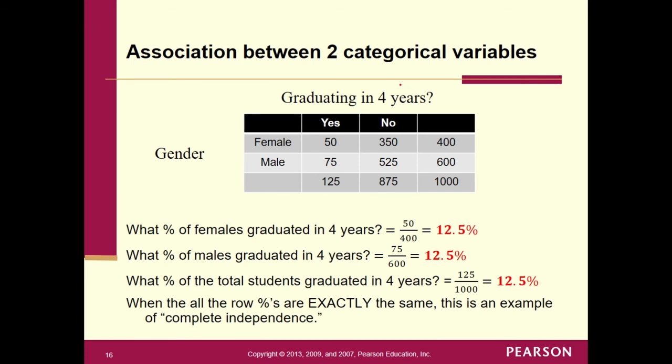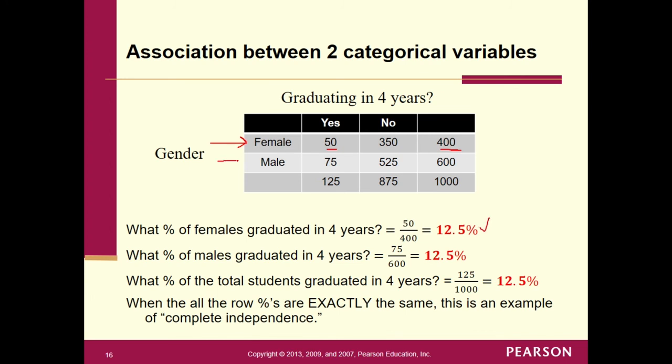So let me go through another example. Let's say that we looked at gender, categorical, and graduating in 4 years, question mark, it's either a yes or no, all right? Two categorical variables, we want to see if they're related or not, meaning is there a difference in the graduation rates in 4 years? Again, just totally made up numbers. So we would ask the same types of questions. What percentage of females graduated in 4 years? So that would be 50 out of 400, or 1/8, or 12.5%, all right?